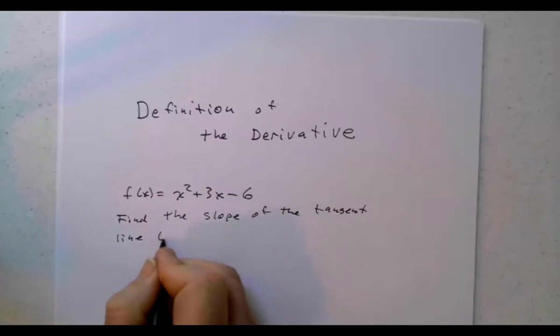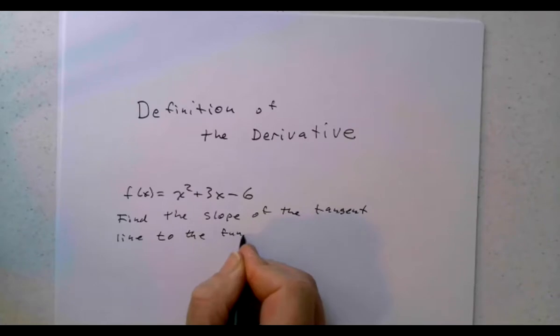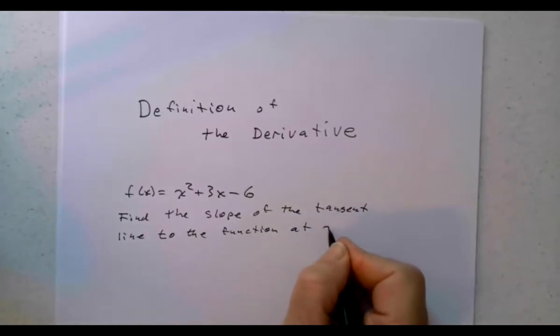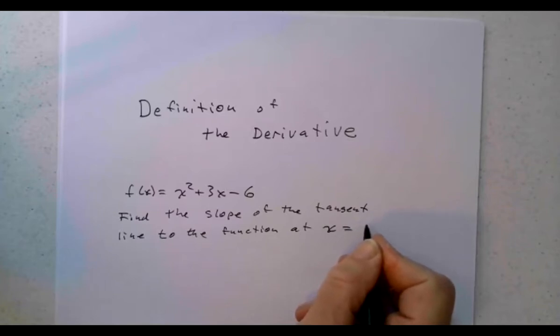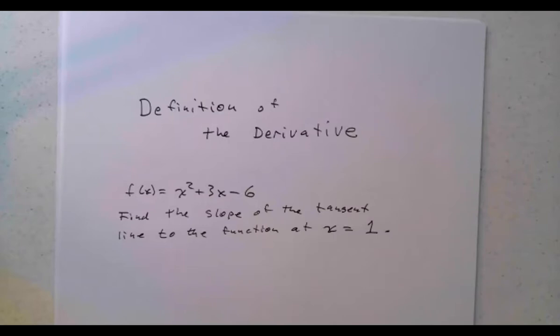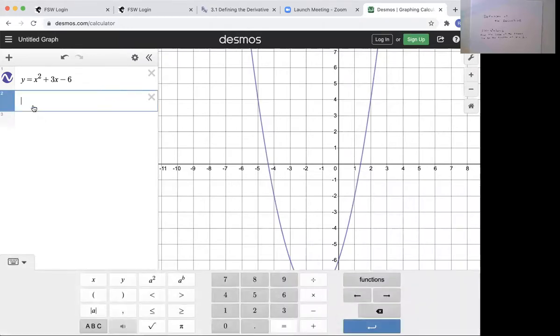to the function at the point where x equals 1. That's our goal. So let's visualize that. Let's see that. So I will pull up Desmos. And x equals 1 is here. So the x value is 1, the y value is -2.